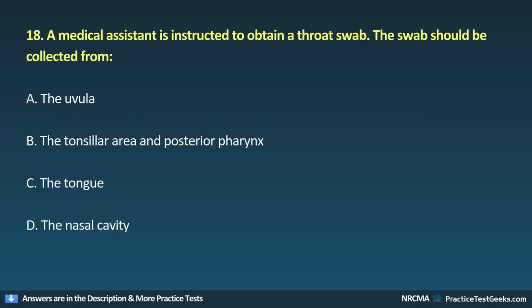18. A medical assistant is instructed to obtain a throat swab. The swab should be collected from A. The uvula. B. The tonsillar area and posterior pharynx.